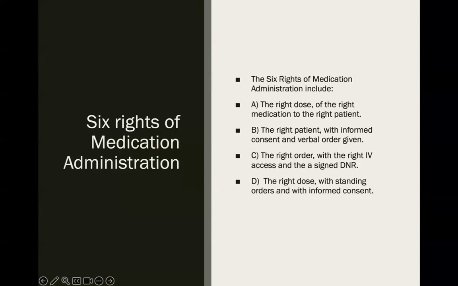So, quick question, quick quiz. Just to recap, the 6 rights of medication administration include: A, the right dose of the right medication to the right patient; B, the right patient with informed consent and verbal orders given; C, the right order with the right IV access and assigned DNR; or D, the right dose with standing orders and with informed consent.